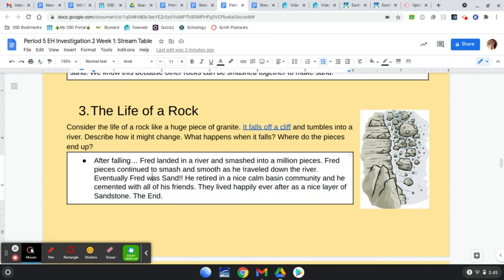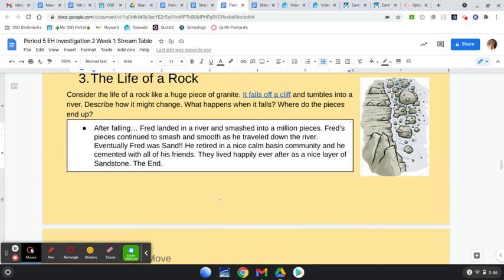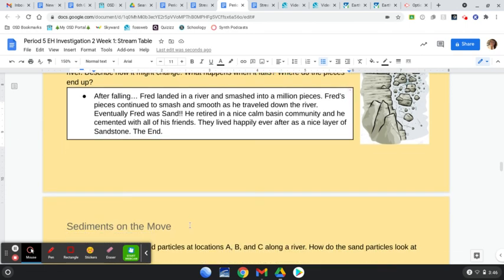So Fred landed in a river, Fred is the rock, and smashed into a million pieces. Fred's pieces continued to smash and smooth as he traveled down the river. Eventually, Fred was sand. He retired in a nice, calm basin community, and he cemented with all his friends. They lived happily ever after as a nice layer of sandstone. The end.